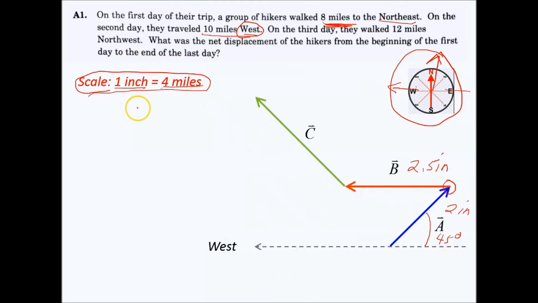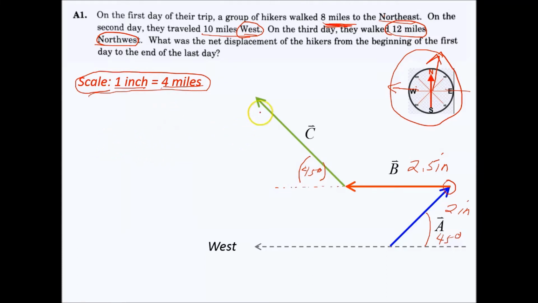Third day. Okay, they go 12 miles to the northwest. Well, that's 45 degrees. Of course, now if you're using a protractor, how would you get that angle? Well, you'd have to use your protractor and go 45 degrees. Now comes the time for the resultant.